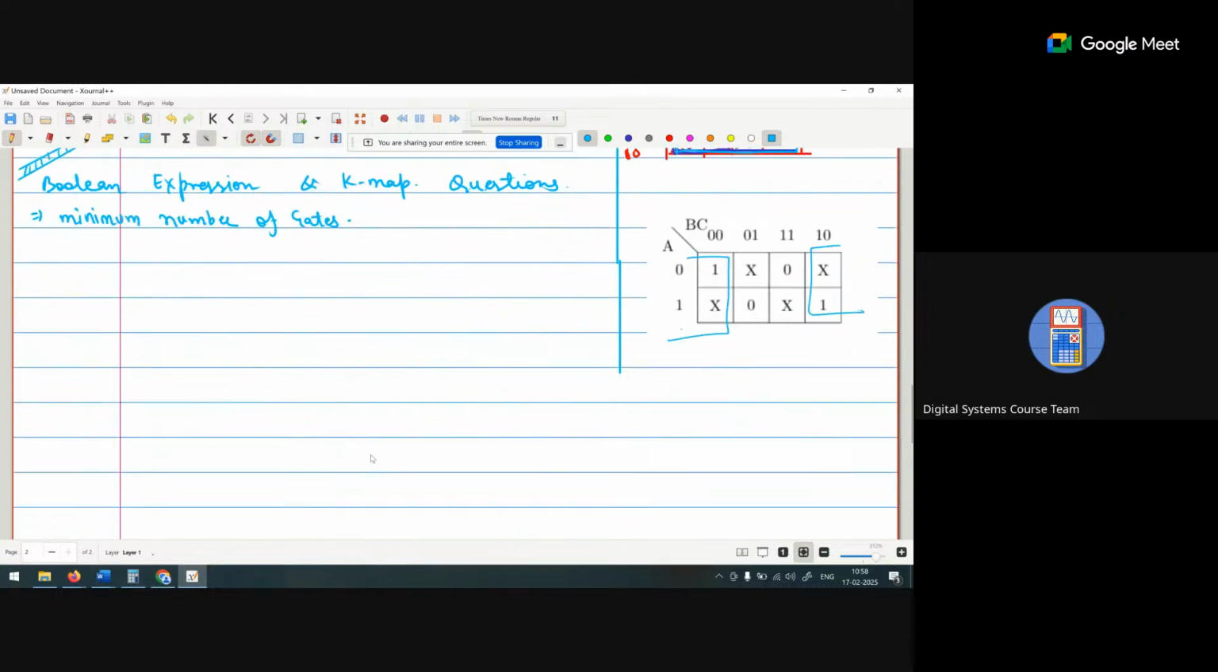Okay. Any doubt related to the K-map? So I will give you some questions related to this one, either in 1 or 2 days.